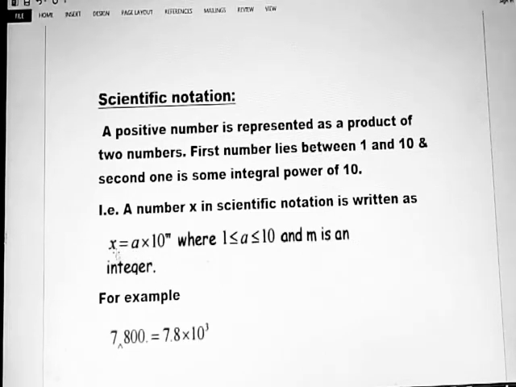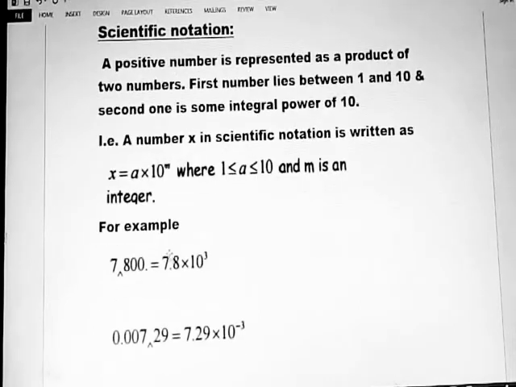So any number x has two parts. The first part a is between 1 and 10, while m belongs to integers. For example, if we have the number 7800, it can be written in scientific notation as 7.8 multiplied by 10 power 3.